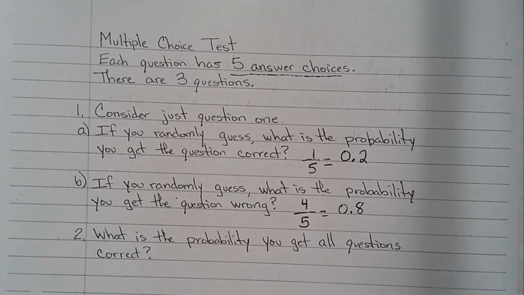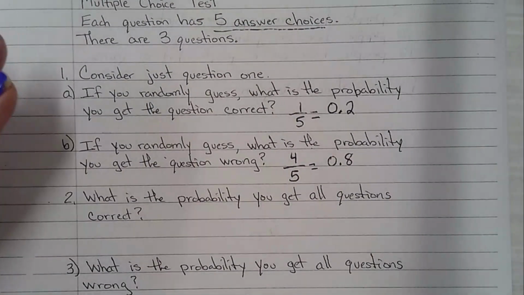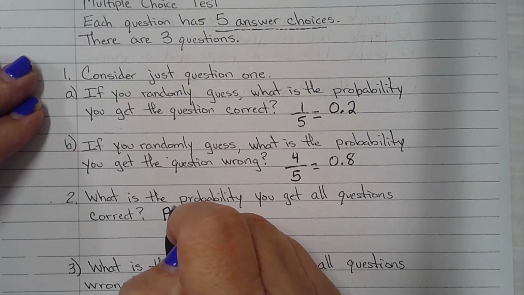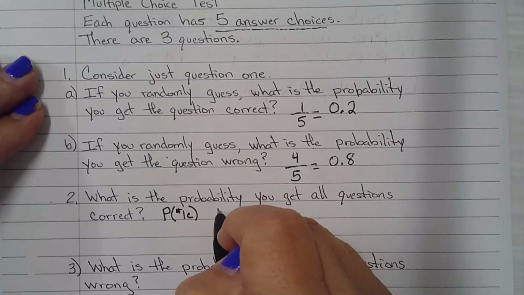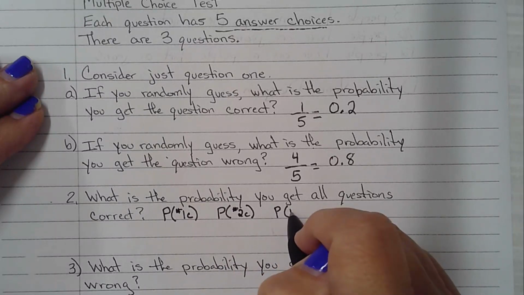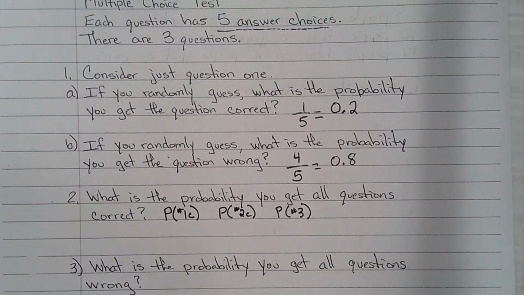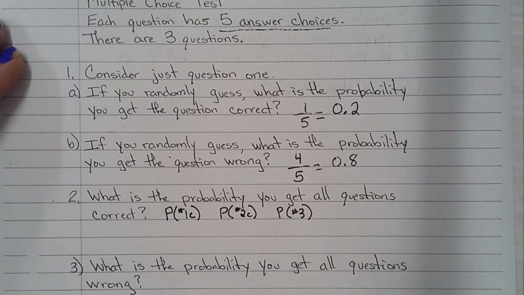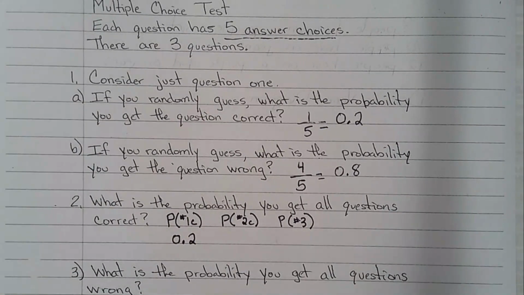Number 2, what is the probability you get all the questions correct? So that is going to be the probability that you get number 1 correct, and then you have to do the probability that you get number 2 correct, and the probability that you get number 3 correct. And well, that's it, because there's only 3 questions, right? So the probability that you get the first question correct, that's a 0.2 probability. Now the second question doesn't have anything to do with the first question, and so we're going to just multiply these probabilities together.